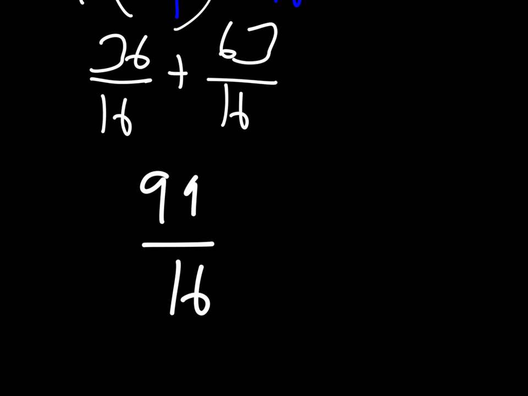99 divided by 16 equals... Let me see. Well, that means 16 goes into 99 6 times. We still have the denominator of 16. 16 times 6 gives us 96. Therefore, there should be 3 left over, I believe.